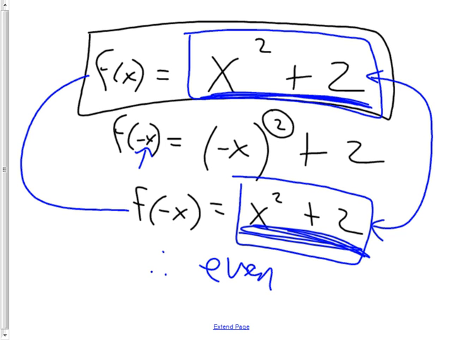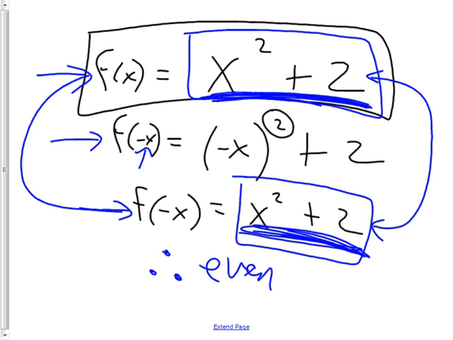So I have just made a little proof here. I started with a function, I stuck in negative x into the function, and when I did that, the answer came out the same as the original answer, and I could say, therefore, it's even. The triangle's a little off. There we go. Therefore, it's even.